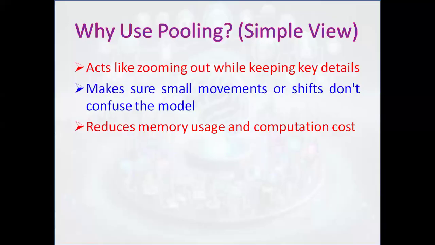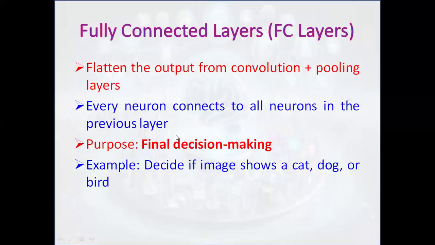Next, why do we have to use pooling? Pooling is like zooming out and summarizing detailed parts of the image to see the bigger picture. It makes the model more robust to small changes like movement or noise in the input image. Pooling significantly reduces memory and processing needs, making the model more efficient.